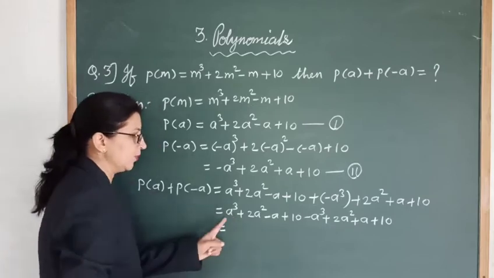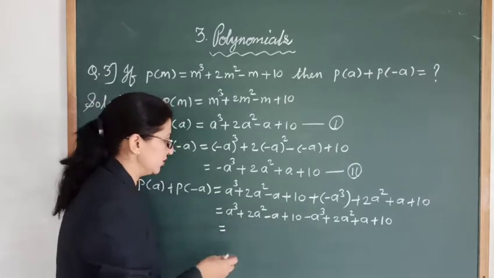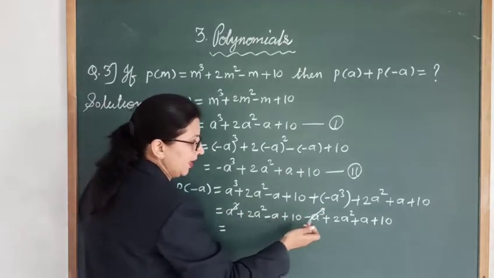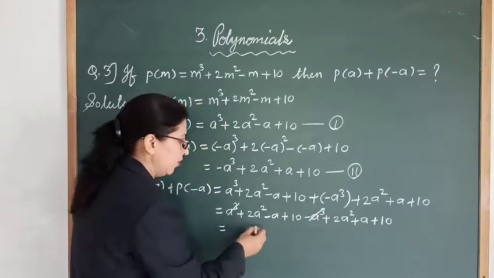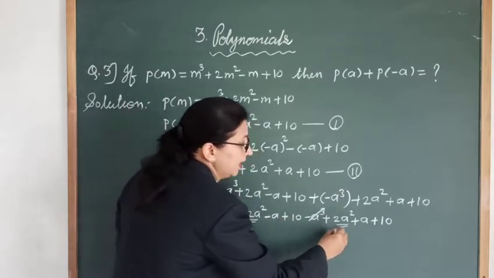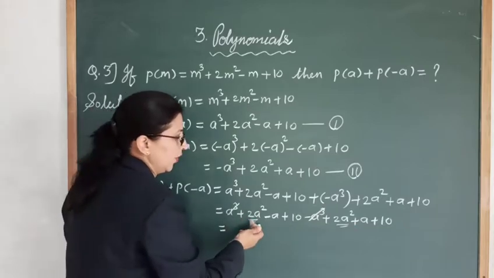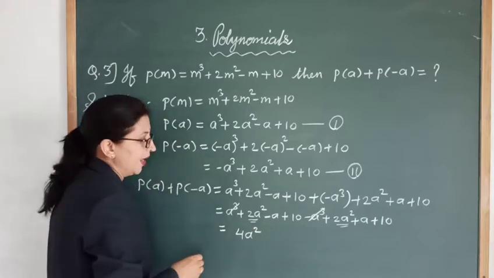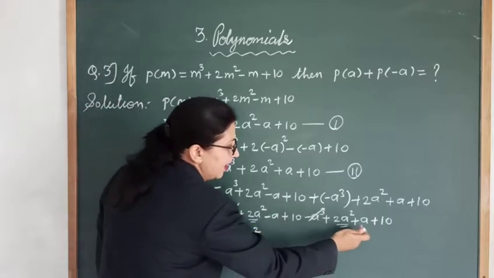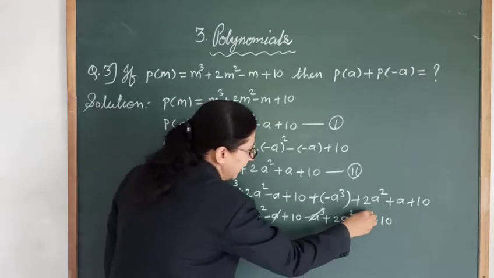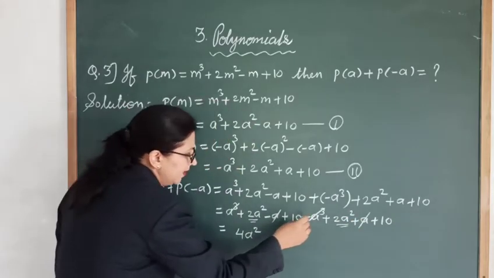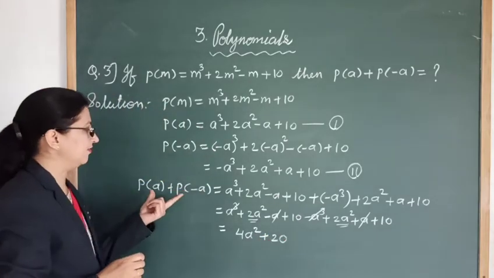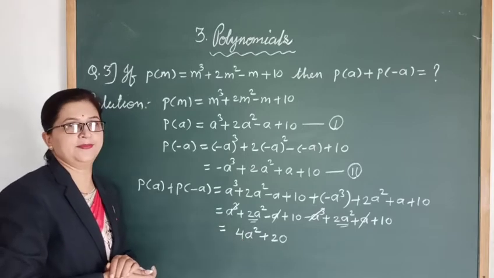Here a³ is positive and this a³ is negative, so it will get cancelled. Again here 2a² and here also 2a², both with the same sign, and we know that for same sign we add. So 2a² plus 2a² is 4a². And this negative a and this positive a will also get cancelled, and here 10 plus 10 is 20. So in this way the value of this is 4a² plus 20.